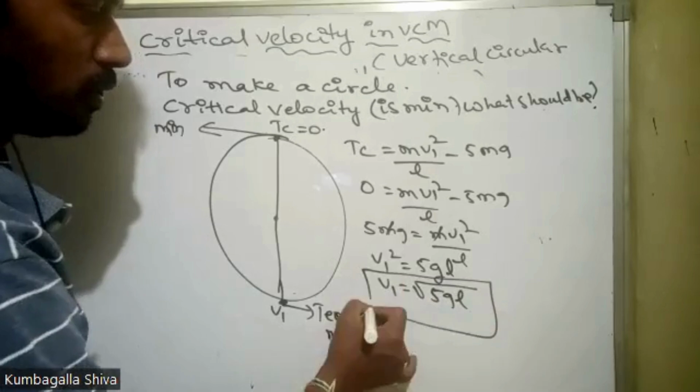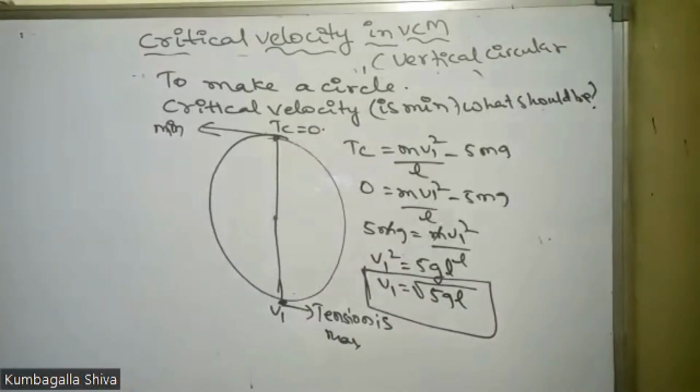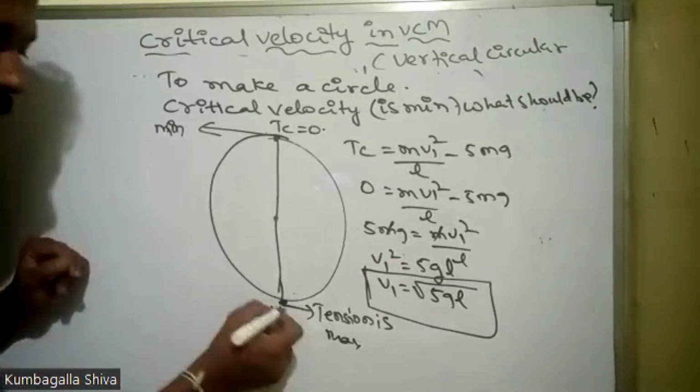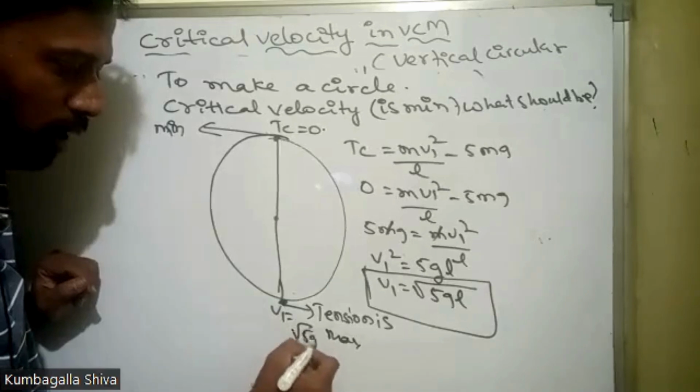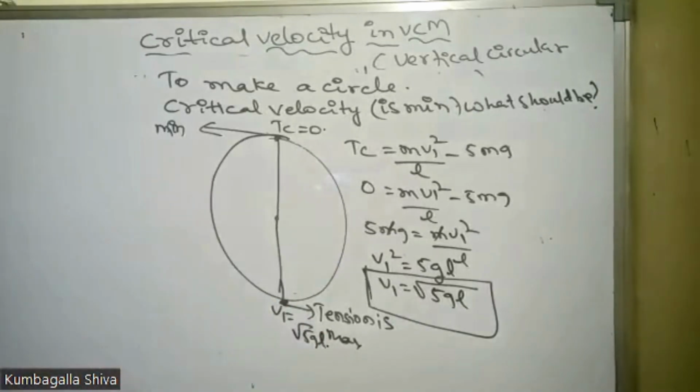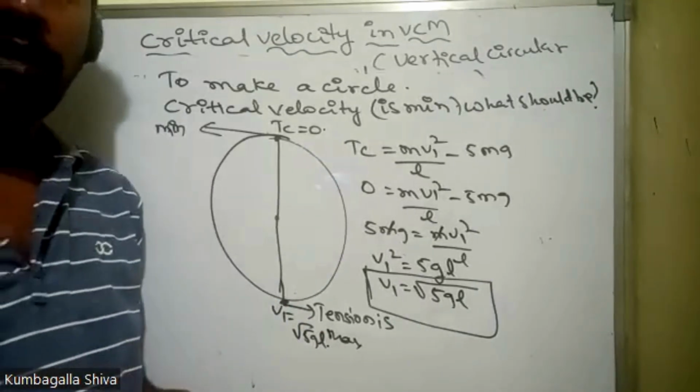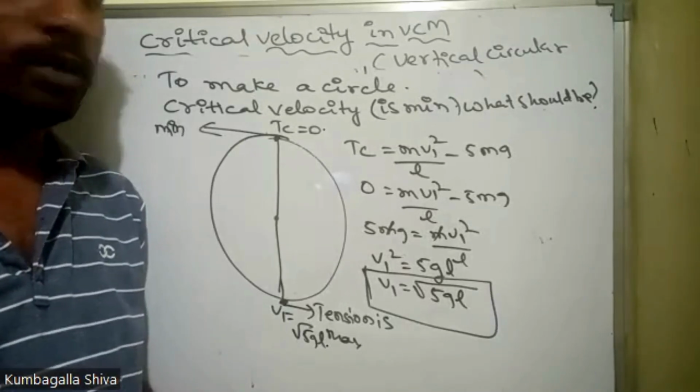This is the equation, right? We derived it. So what should be the velocity at this point? You have to give root 5gL. Are we clear? Okay now, right?